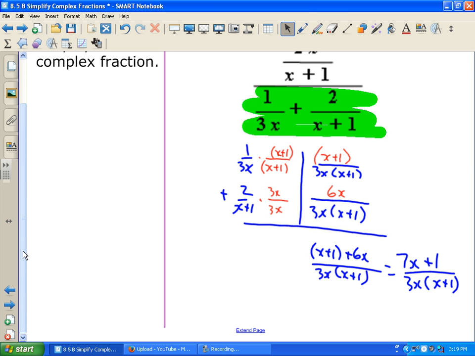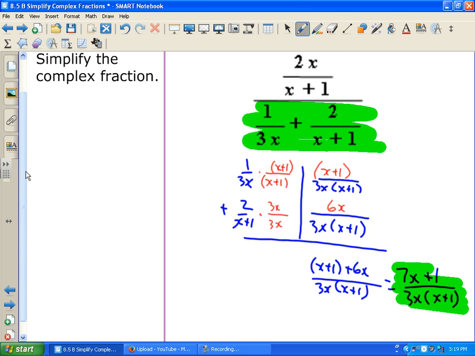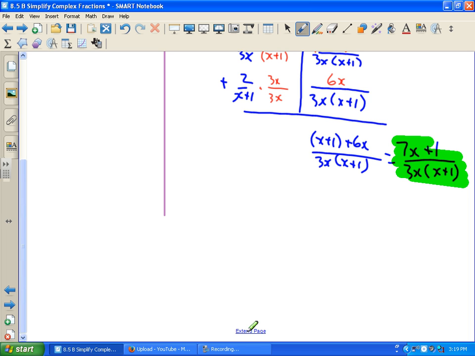Okay? Now, that is just my denominator. So, I now have to do my rewrite and simplify. So that's 2x over x plus 1 divided by 7x plus 1 over 3x times x plus 1. Again, simplify the top, simplify the bottom, rewrite, then divide it.